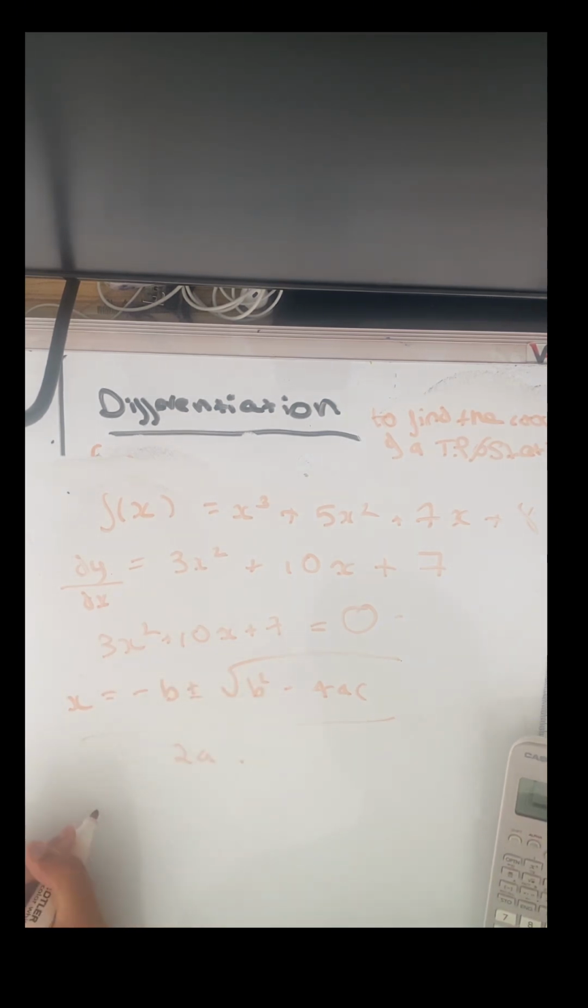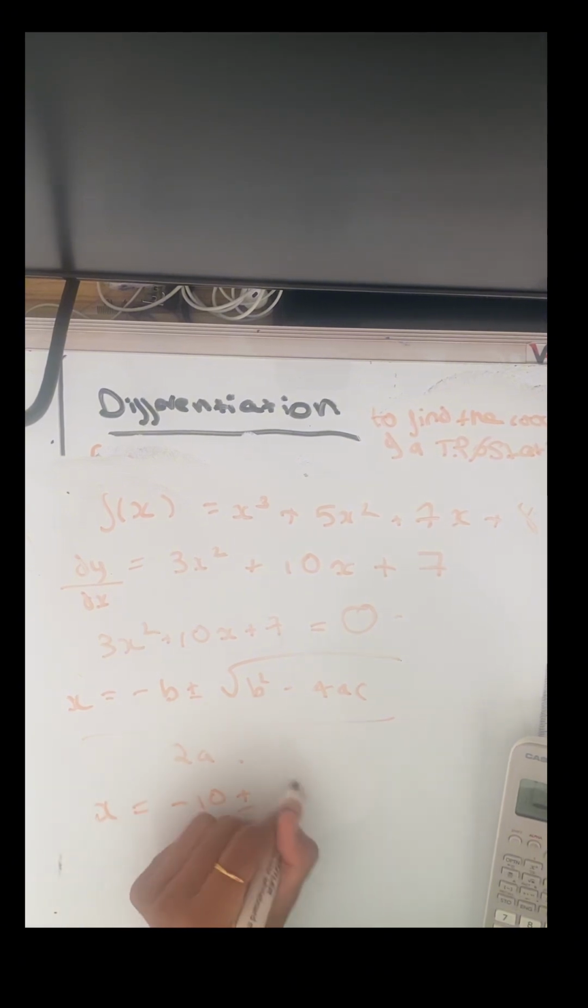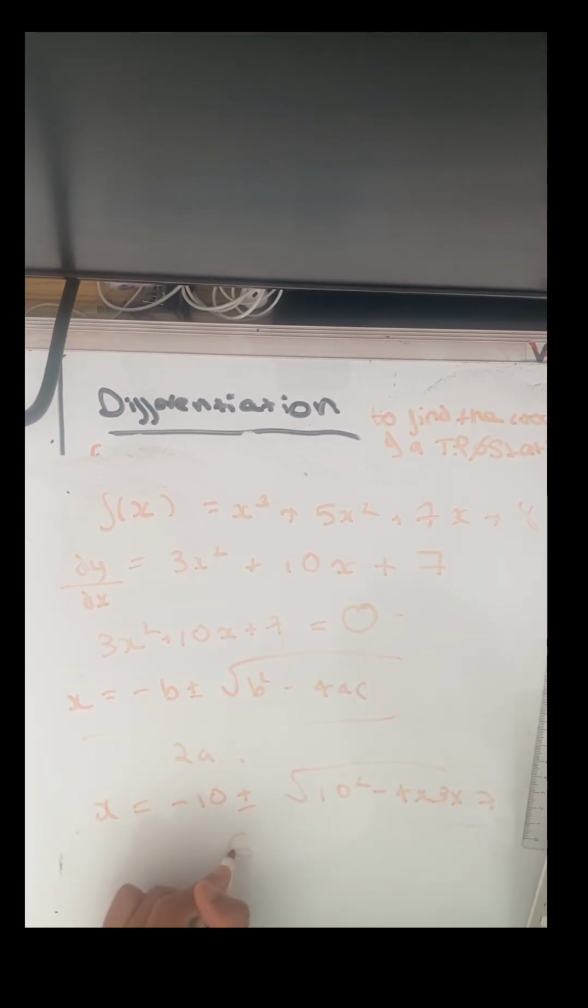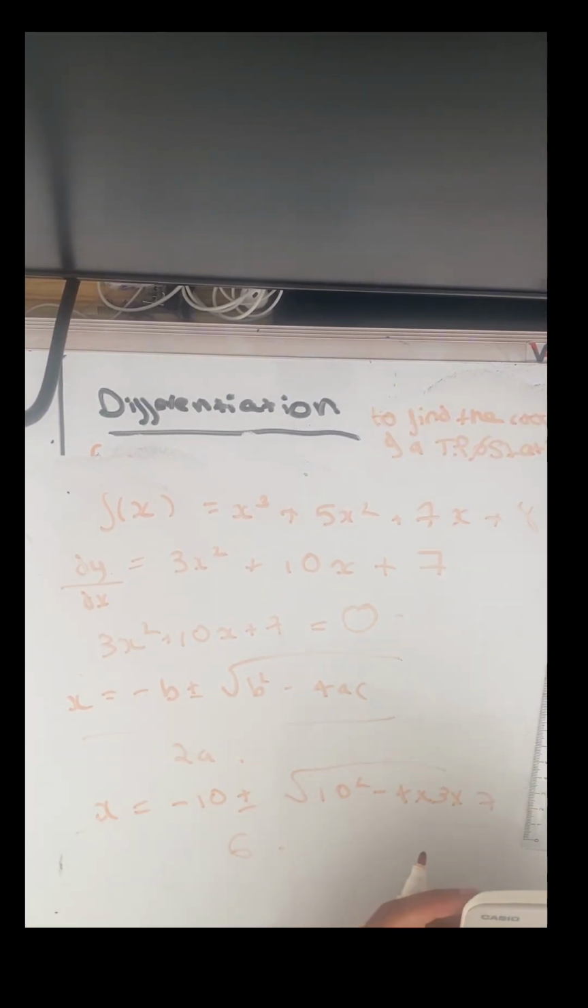So it's going to be x equals -10 plus or minus the square root of 10 squared minus 4 times 3 times 7, over 6. So the first value is going to be -10 plus the square root of 10 squared minus 4 times 3 times 7, over 6. So it's going to equal -1. That's x1, and x2 is going to equal -10 minus the square root of 10 squared minus 4 times 3 times 7, over 6. So you get something that's like -7 over 3.